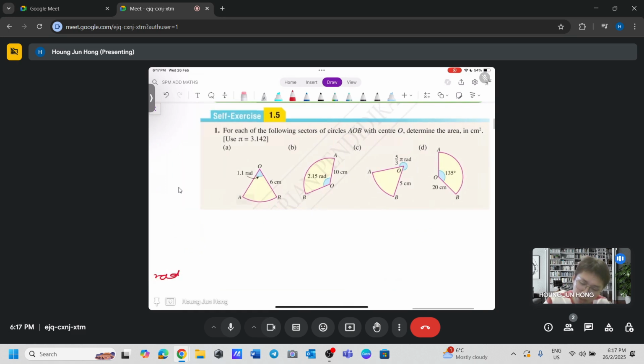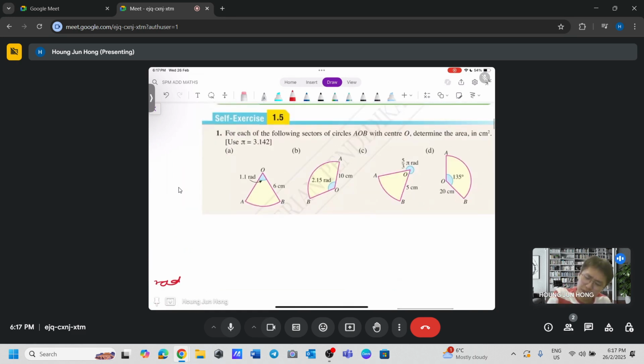Next question. I think it should be quite simple. Half r squared theta, half times 6 squared times 1.1. I can't have my calculator working, so I'm just going to put the answer quickly. You can check your answer yourself if you want. Okay, 19.8. Again, it should be really simple.